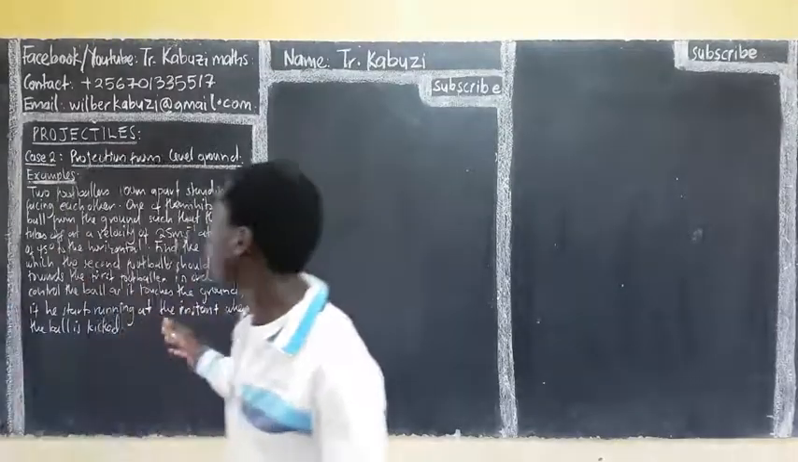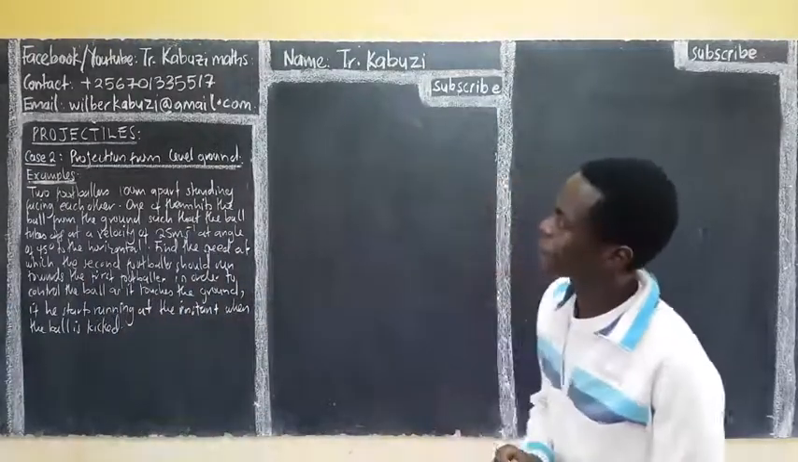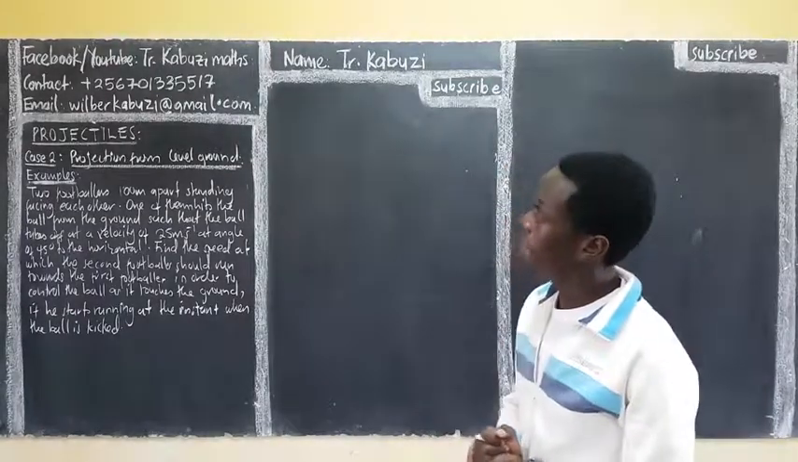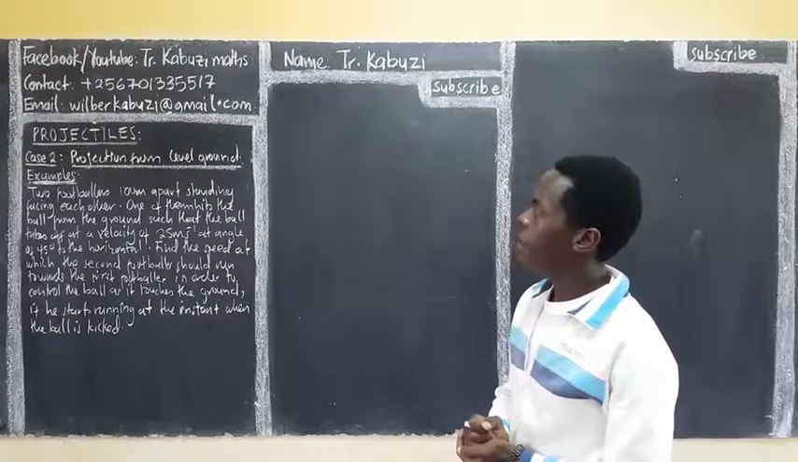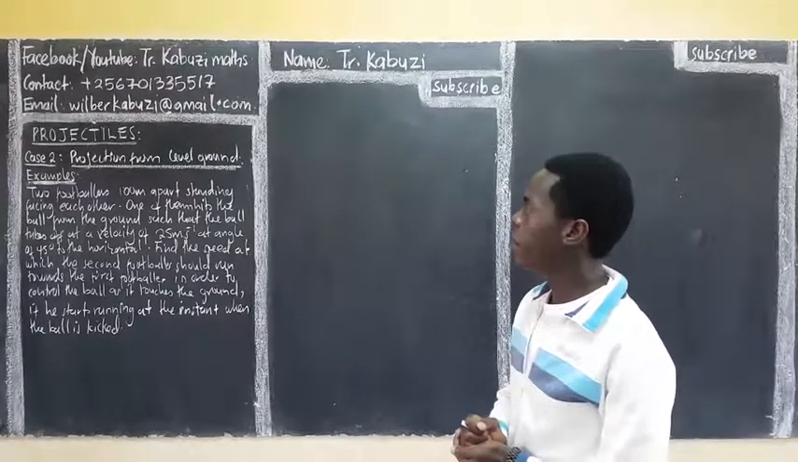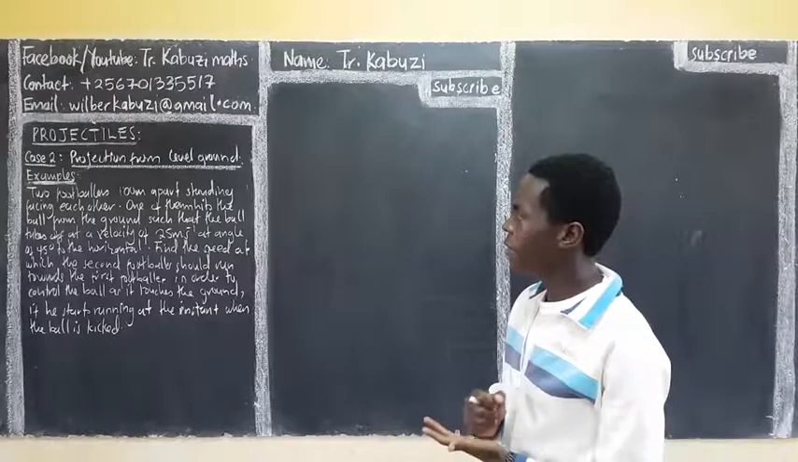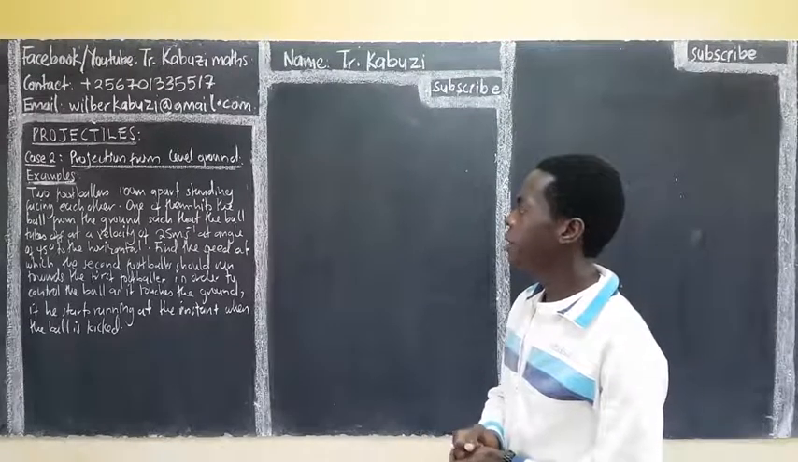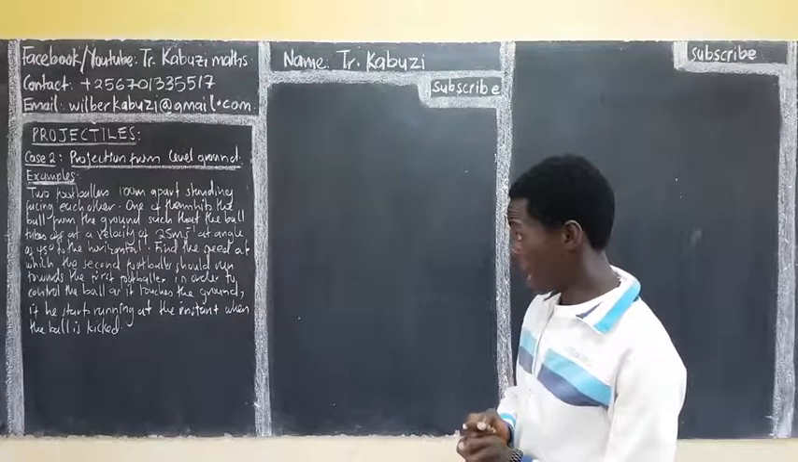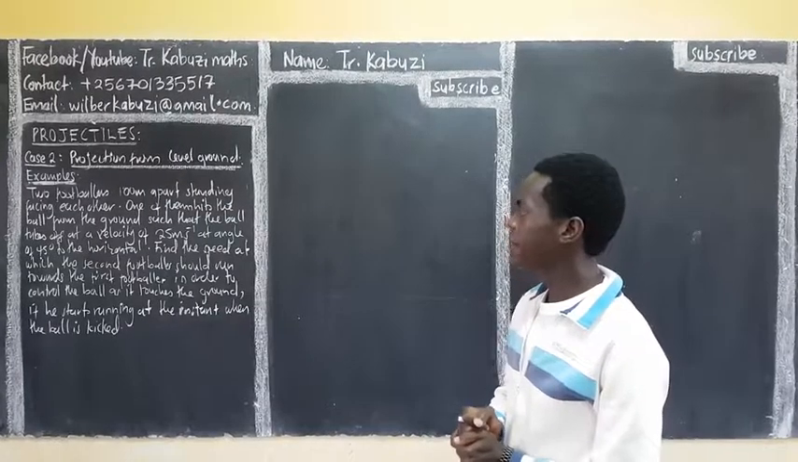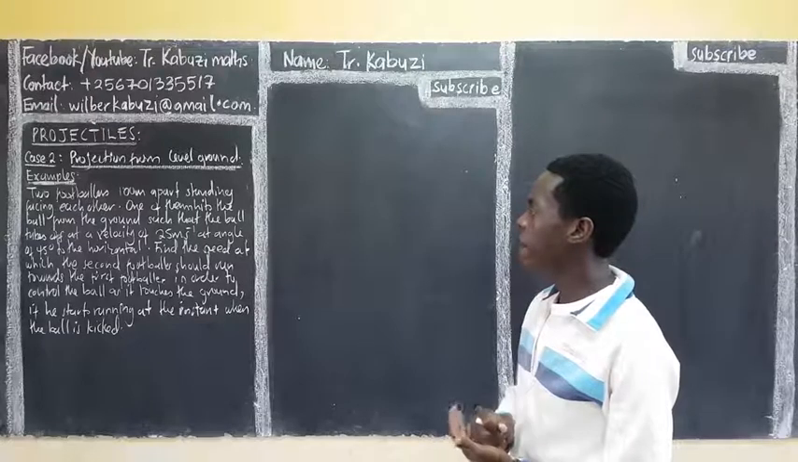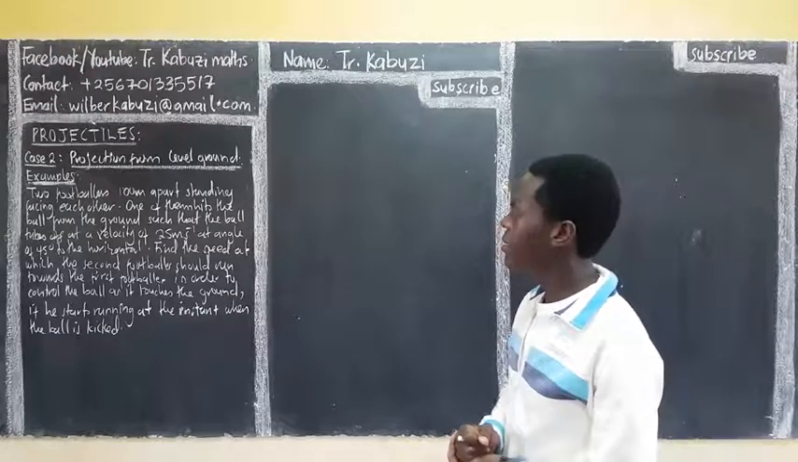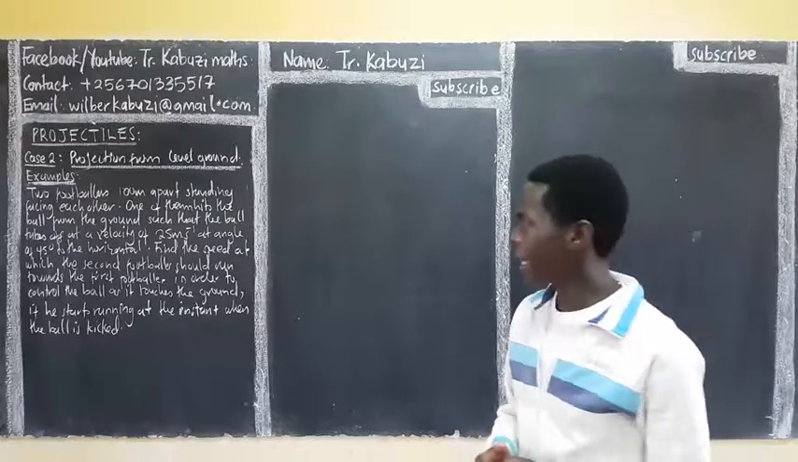Okay, let us see what happens to this question here. Two footballers are 100 meters apart, standing facing each other. One of them hits the ball from the ground so that the ball takes off at a velocity of 25 m/s at an angle of 45 degrees to the horizontal. Find the speed at which the second footballer should run towards the first in order to control the ball as it touches the ground, if he runs at the instant when the ball is kicked.